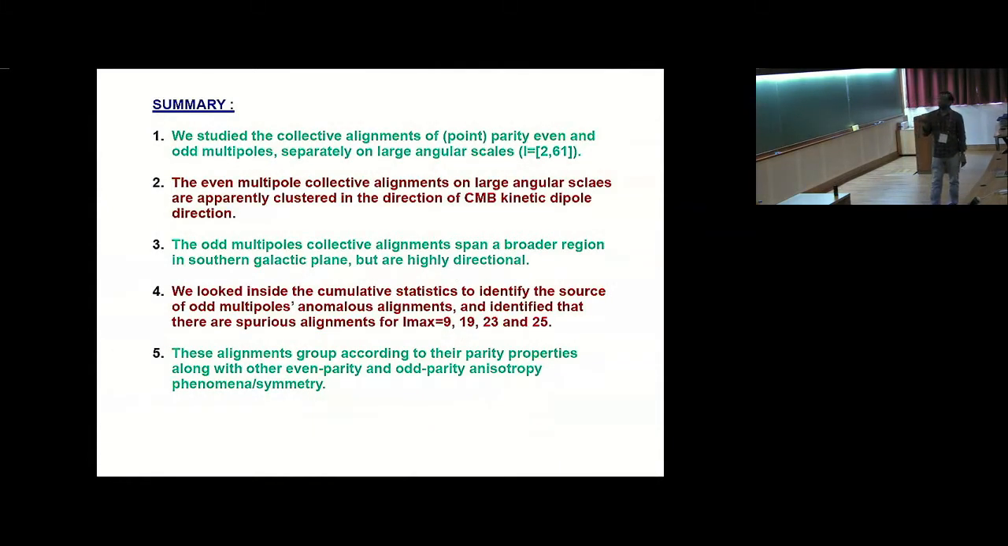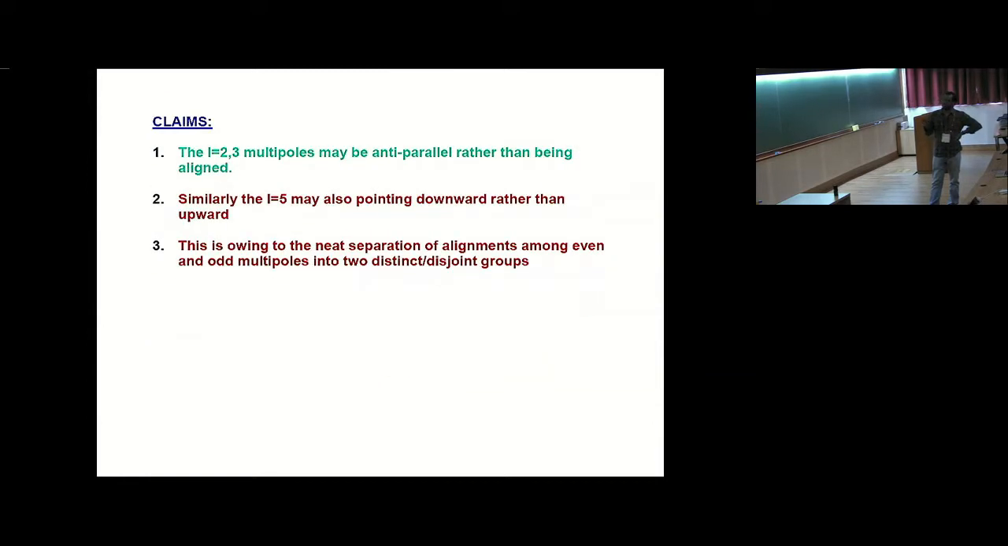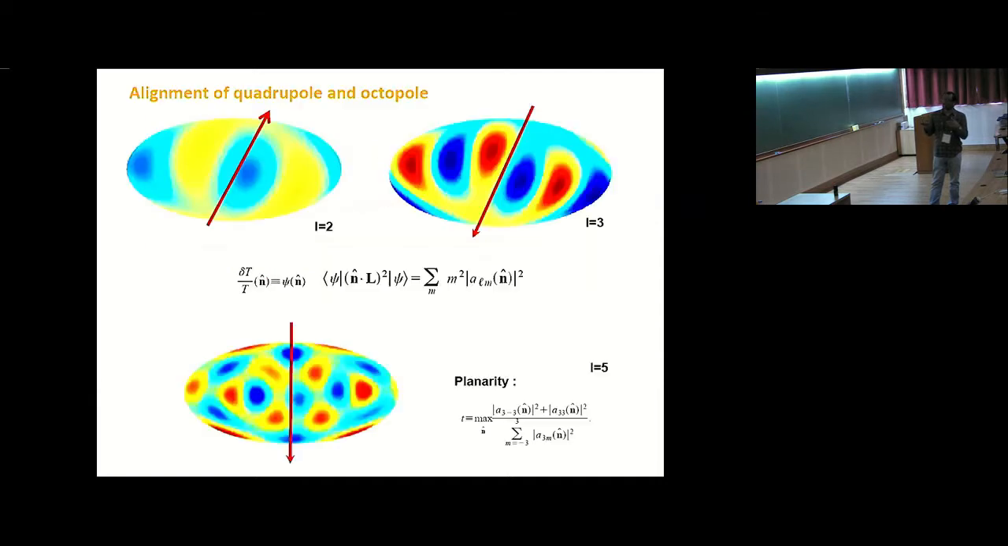For the even multipoles, there is some clustering, but they are not anomalous. But there is also anomalous clustering or alignment among the odd multipole axes, and these actually group according to the parity phenomena seen in the CMB, for example, the mirror parity or odd parity. So I make some claims that L equal to 2 and 3 may belong to two different groups that are actually anti-parallel, not parallel, in the sense that, like you saw, there is this clustering of even multipoles in this direction, and odd multipoles span this direction. So maybe they are anti-parallel, they are not really parallel.